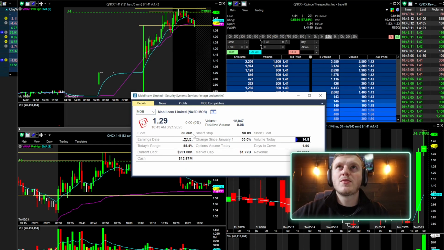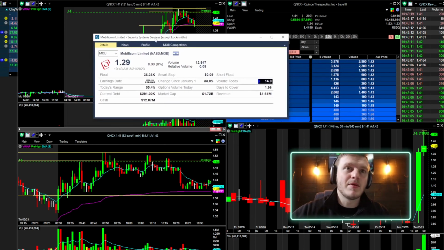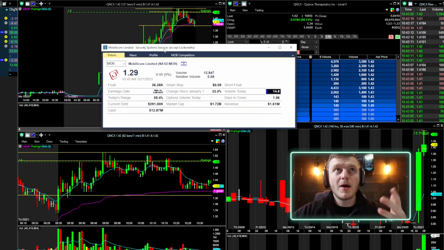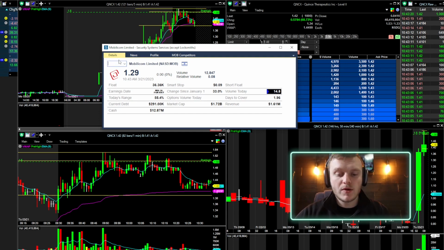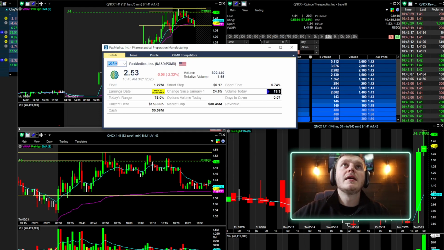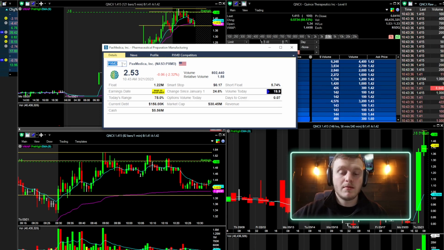That can't be right. That's one of the smallest floats I've ever seen. But this is the example I'm trying to show you guys. It's got a stupid low float, and if I didn't know float, I wouldn't have traded it. So, for example, PXMD had a 1.2 million share float. A little bit on the lower side, but it was tradable. I had a solid trade on it.